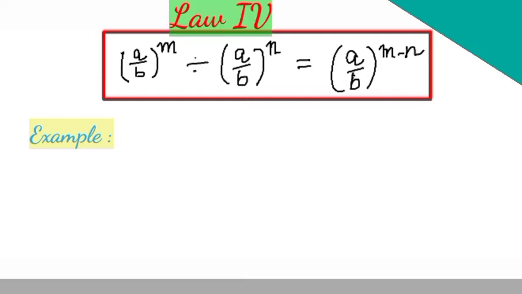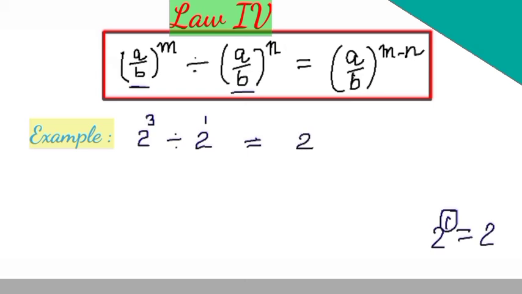Next is, if bases are same and we are dividing. For example, we are dividing, bases are same, 2 raised to the power 3 and I am dividing it by 2 raised to the power 1. Students, you must know that 2 raised to the power 1 is equals to 2. Now in this case we write the base once, and powers will be subtracted. Subtract them, 3 minus 1. So it will be equals to 2 raised to the power 2.